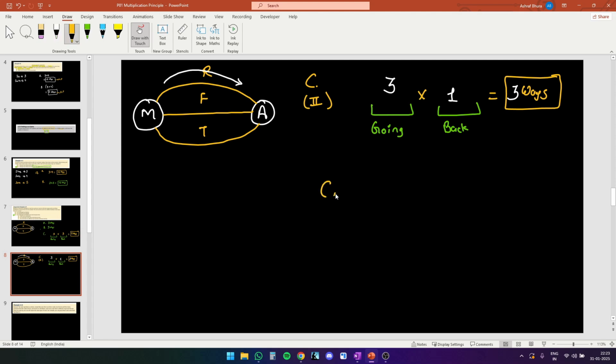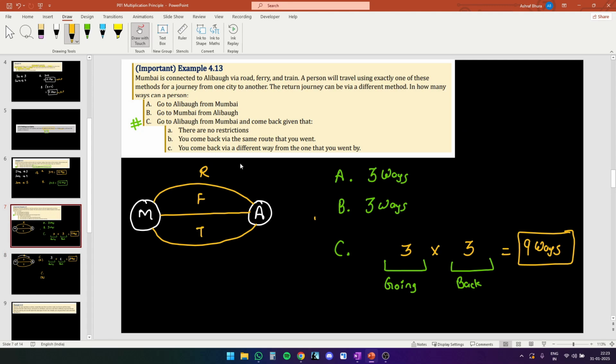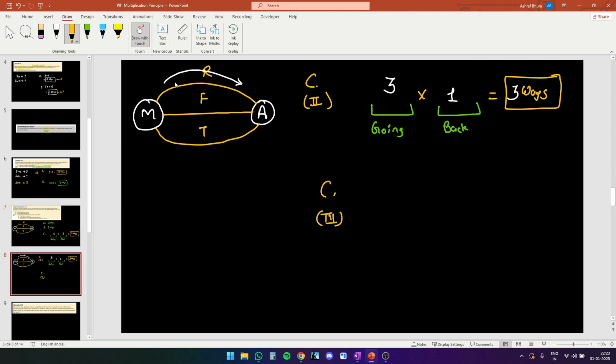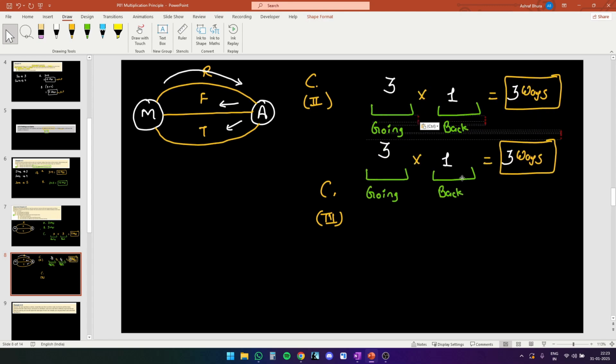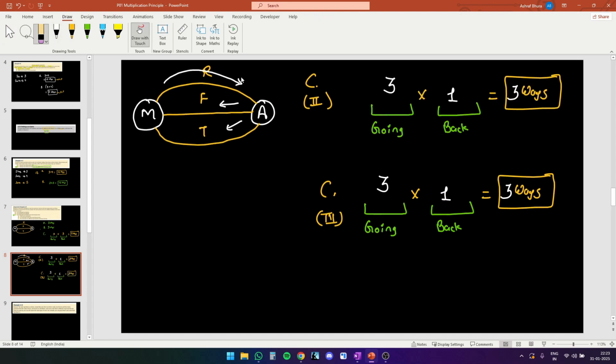And last part we have, it says you come back via a different way from the one that you went by. Okay, so if you are going via road, you cannot come back via road. You have to come back by either ferry or train. So can I say while going I am having three choices, but while coming back I will have only two choices, the other two which I have not taken. So 3 times 2, this becomes 6 number of ways.